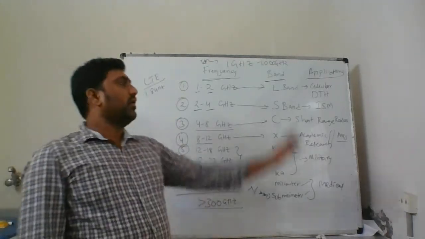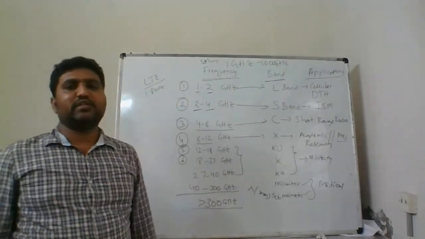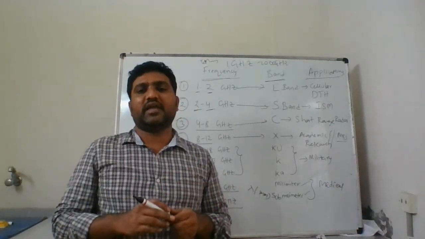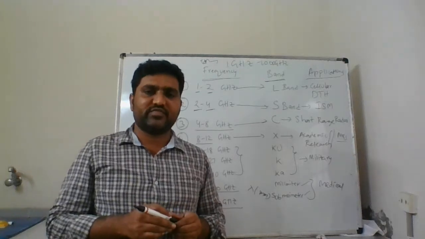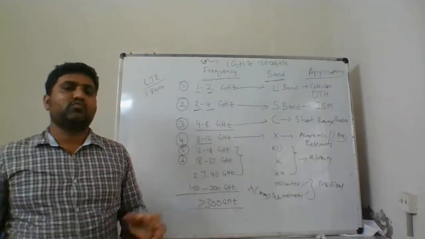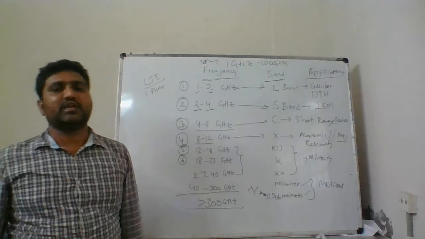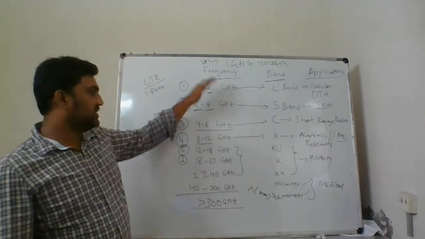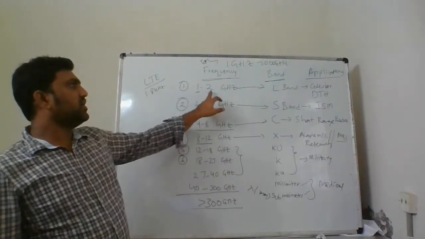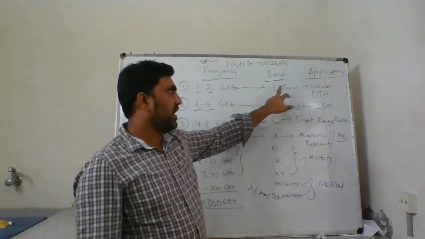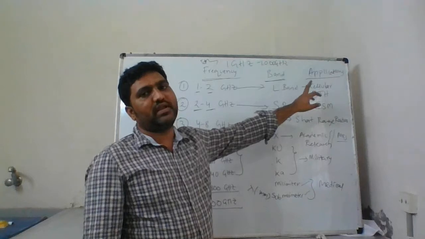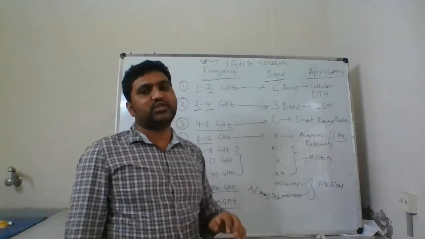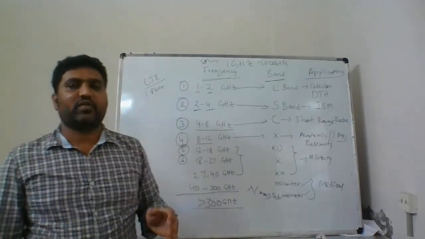So the microwave frequencies range from 1 gigahertz to 1000 gigahertz. Electromagnetic waves that have these frequencies are called microwaves. This microwave spectrum, 1 gigahertz to 1000 gigahertz, is divided into several subbands. So these are the subbands. 1 to 2 gigahertz we call the L band, and this is useful in cellular communications, mobile communications, DTH television, etc.